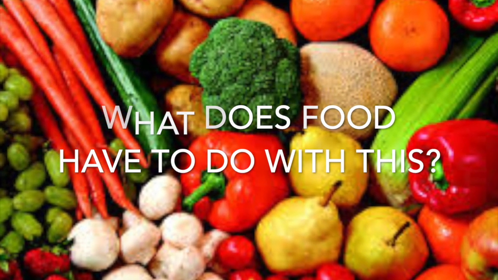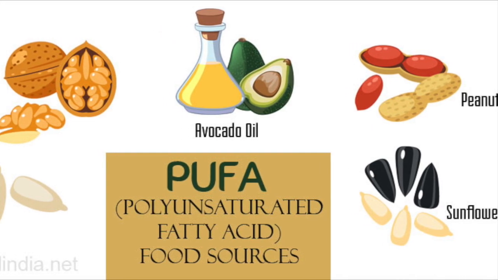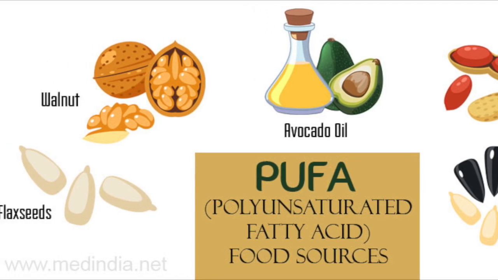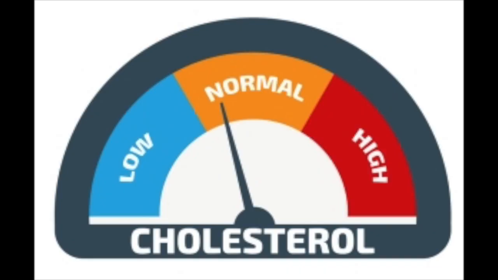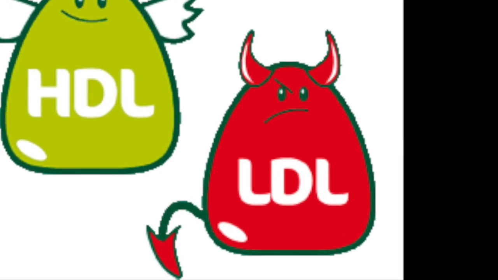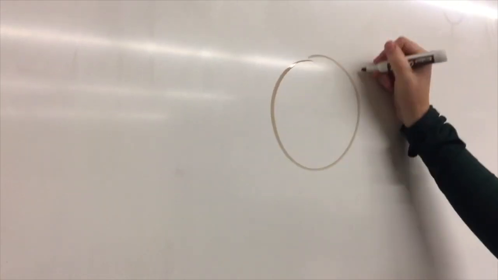So, what does food have to do with all this? Well, it has been found that N3 and N6 polyunsaturated fatty acids influence gene expression differently based on which allele is present. For example, one study compared cholesterol levels in people who were fed a diet rich in polyunsaturated fatty acids. The results of the study showed that LDL cholesterol, or the bad cholesterol, was lowered to a greater extent in women who carried the A allele. No effect was seen in men.